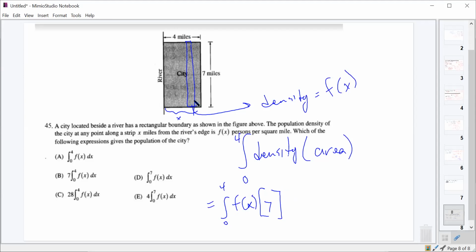Well, what's the width of each of these little tiny strips of land? They're very, very thin pieces in the x direction. So it should look something like that. And it looks like they pulled a constant of 7 out to the front of the integral. But other than that, that's what we should get. Good or no?